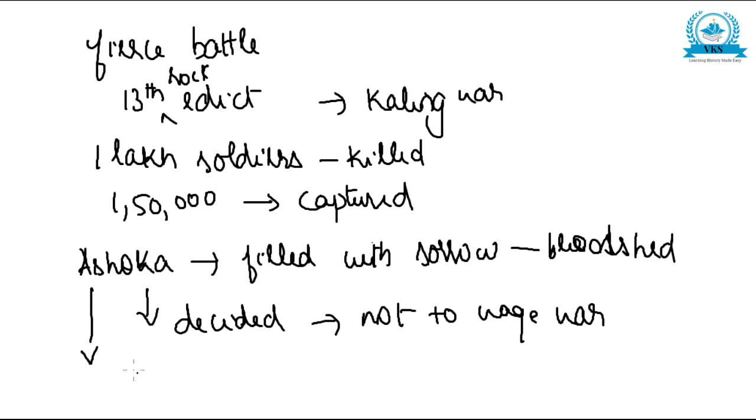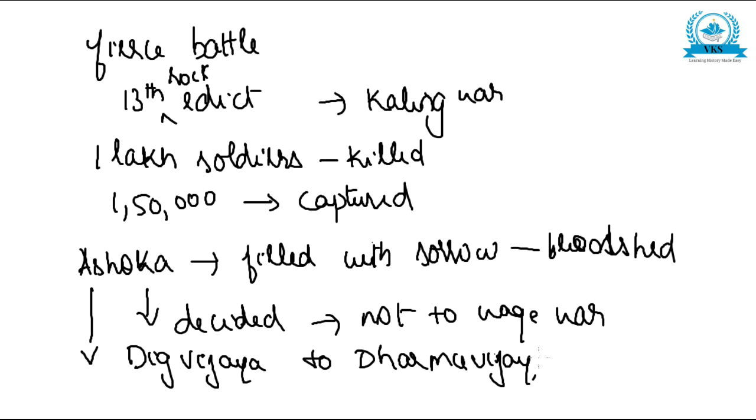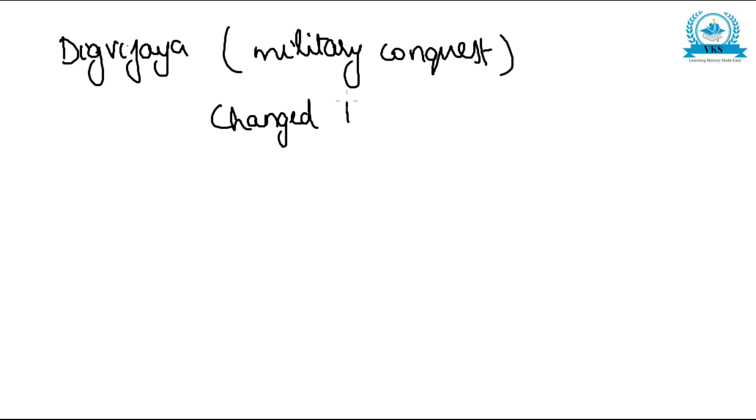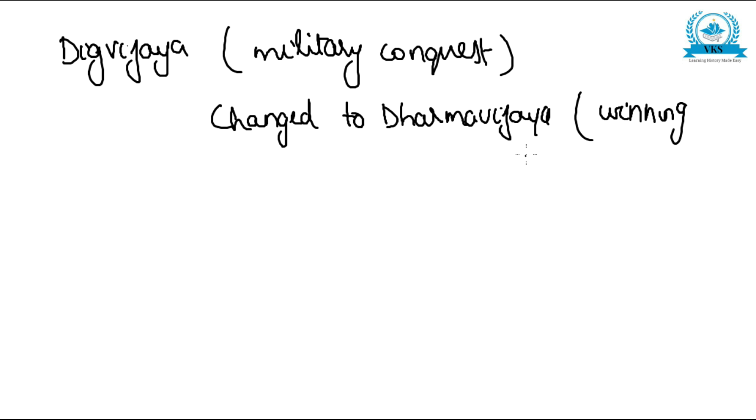Now Ashoka changed his policy from Digvijaya to Dharma Vijaya. What is the meaning of Digvijaya and Dharma Vijaya? His policy was Digvijaya in the beginning. Digvijaya means winning through military conquest. Now he changed to Dharma Vijaya. The meaning of Dharma Vijaya is winning the heart of people through Dharma.